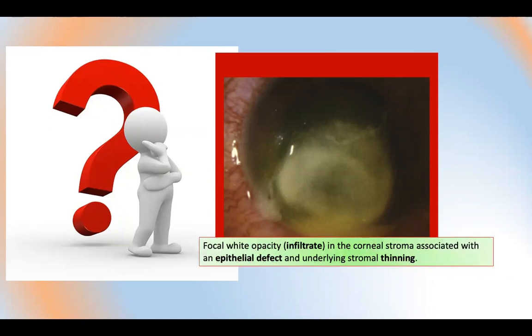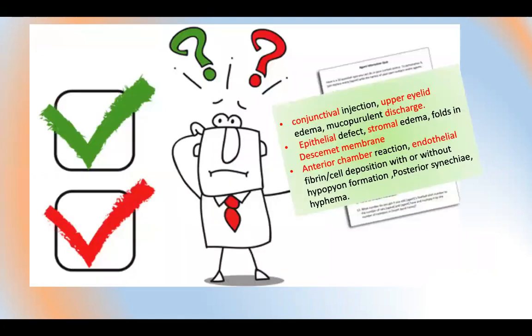Okay, so whenever we describe such a photo, we should describe first the infiltrate, a focal white opacity in the corneal stroma, and we will comment whether there is an epithelial defect or not. And we will comment on the conjunctiva and anterior chamber. So conjunctiva first, and if we can see the lid, we will comment. If there is eye discharge, we will comment. Epithelium, stroma, Descemet membrane, anterior chamber, endothelium.